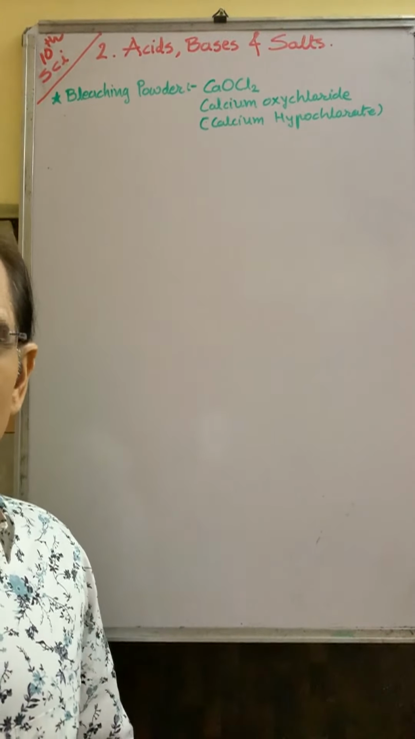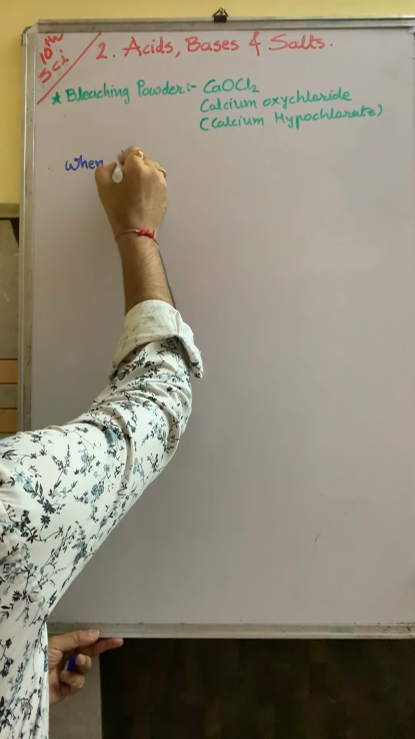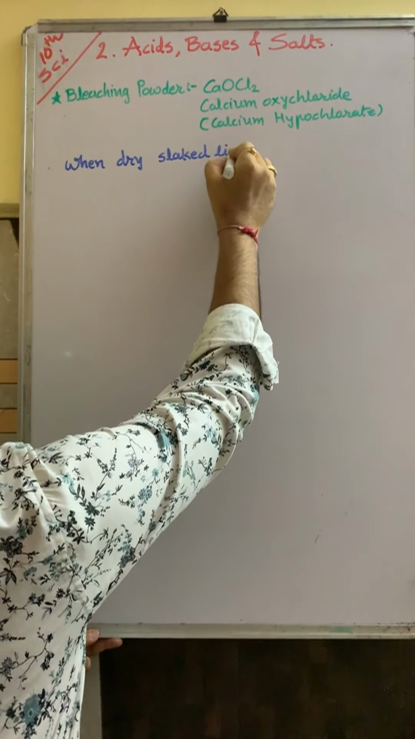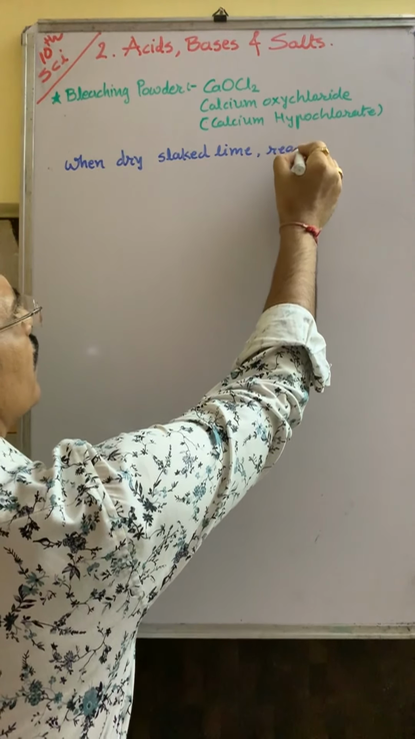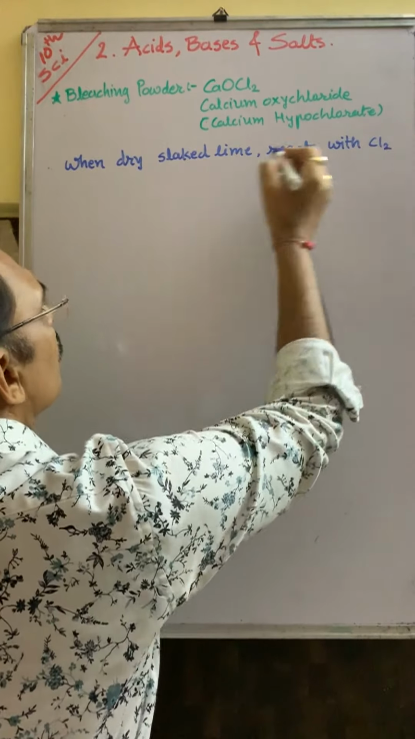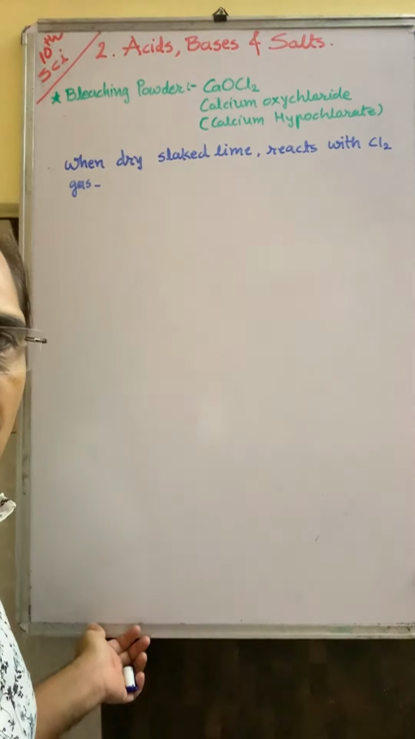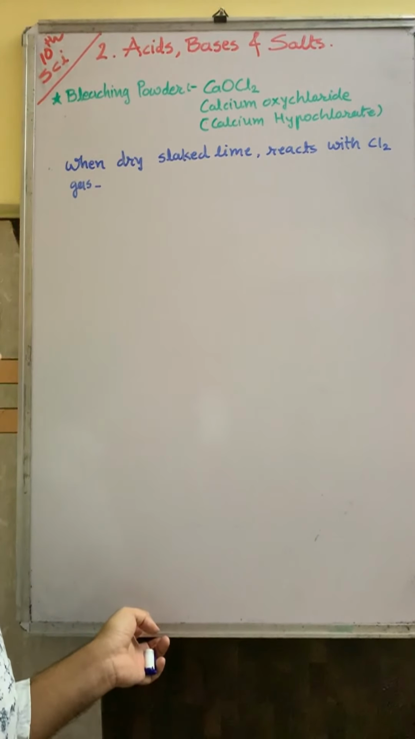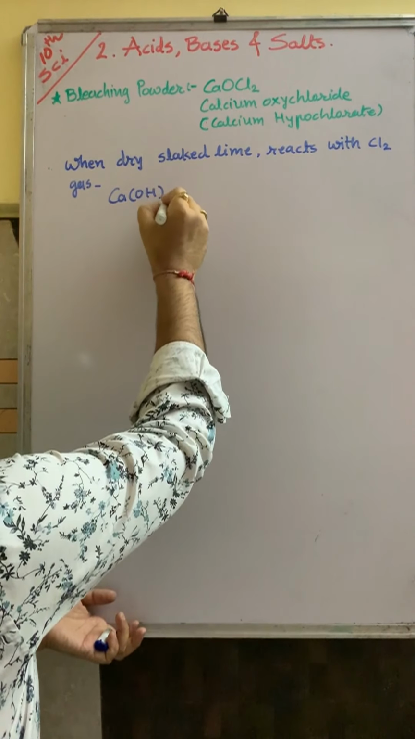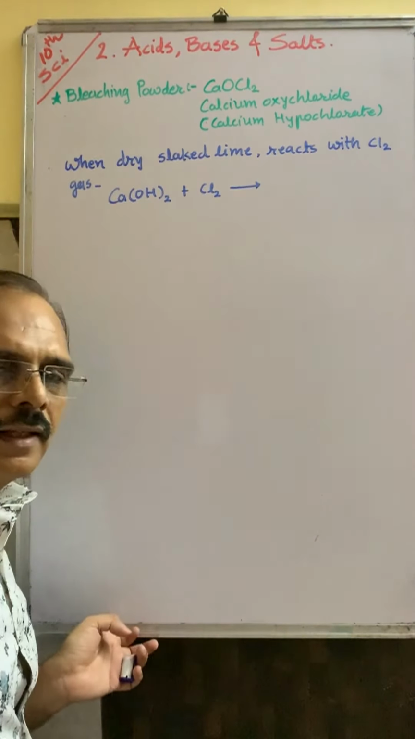When dry slake lime reacts with chlorine gas, what happens? What is the formula of slake lime? Slake lime is also known as lime water. Ca(OH)2 reacts with chlorine gas. This is dry slake lime.